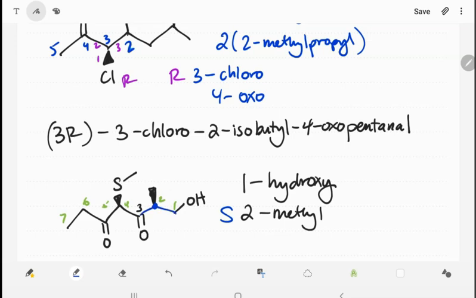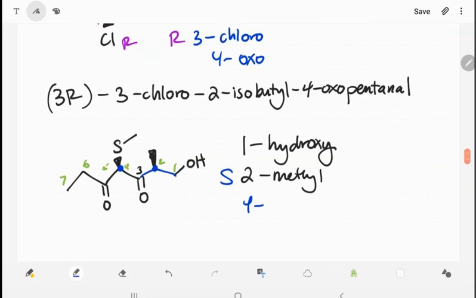Carbon 3, we have one of our ketones. Carbon 5, we have one of our ketones, so we'll just leave those because those are going to be our parent name. Carbon 4, we have a methylthiol. Just like methoxy would be for an ether, for sulfur, we have methylthiol as the substituent name there. Or you could say methyl mercapto, I guess, if you want to be old, but that's probably not used very much anymore.